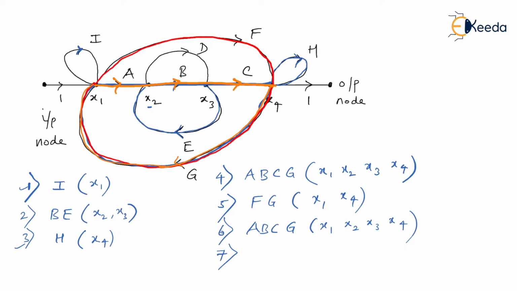So by observation, there is one more loop possible. See, look at this. It is D, and then getting back to the originating node, that is x2. So DE would be the gain, and it is again involving only two nodes, that is x2 and x3. So I can say that the number of loops is equal to 7.